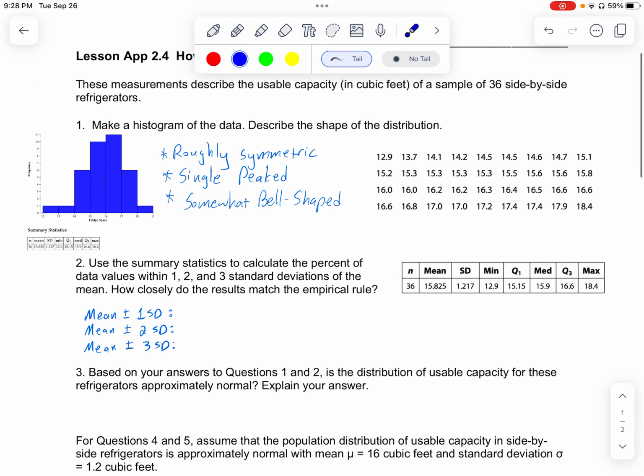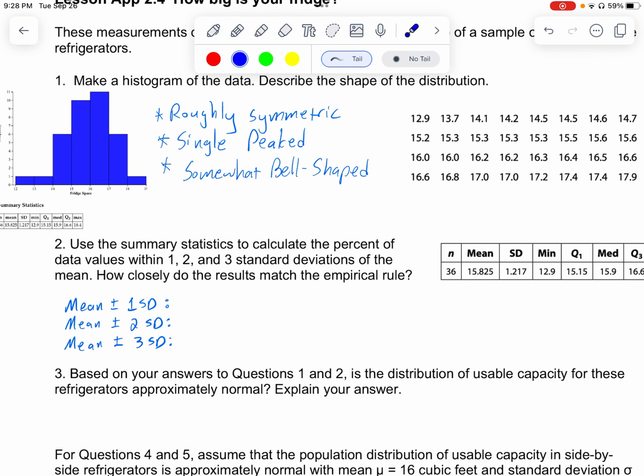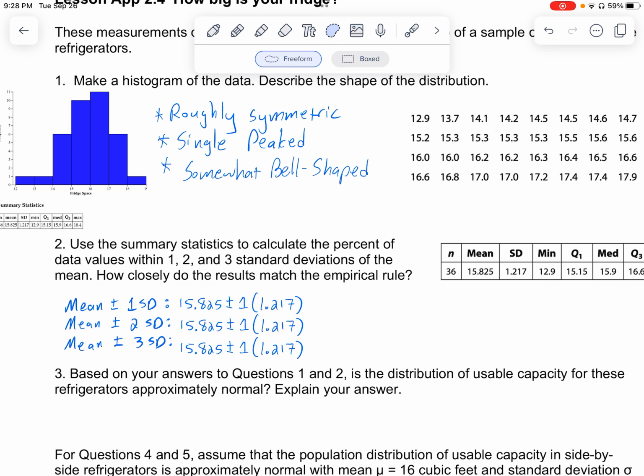So, you gotta do a little math here. What is the mean plus or minus one standard deviation? So the mean in that table there is 15.85825 plus or minus one standard deviation of 1.217. I'm going to try to be smarter here. So then I'm going to copy this and paste it 3 times for my calculations. The only thing that's going to change is how many standard deviations. So 2 and 3.